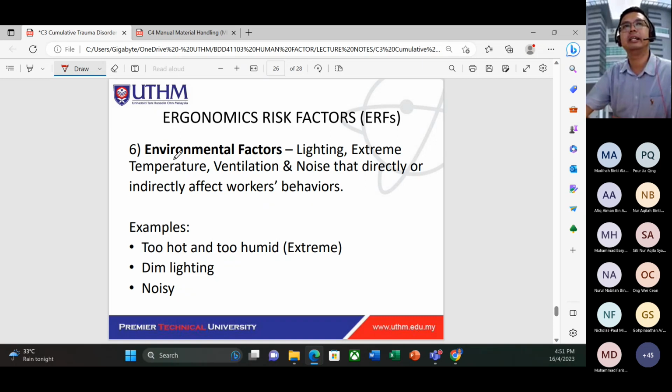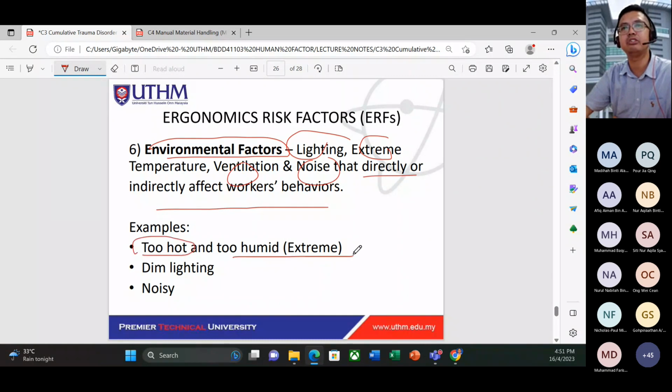And the last example is environmental factors. It is about lighting, extreme temperature, ventilation, and noise that directly or indirectly affect worker behavior. So for example, too hot and too humid, extreme temperature can cause ergonomic or musculoskeletal disorders. Dim lighting, noise, and others. This is an example when we conduct or assess environmental factors, especially lighting, temperature, ventilation, and also noise.